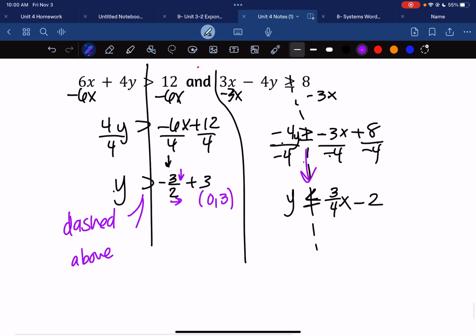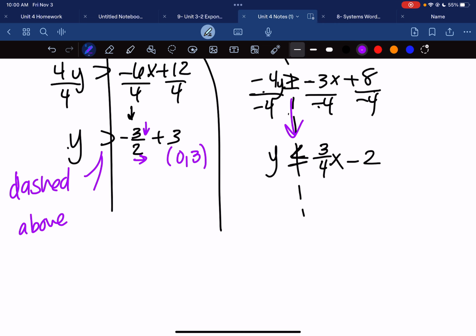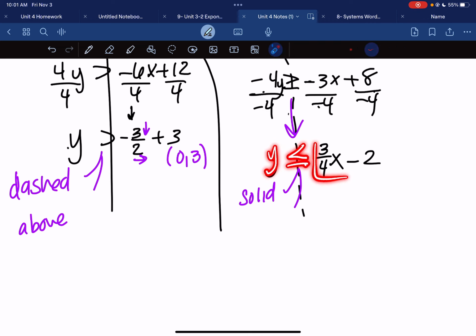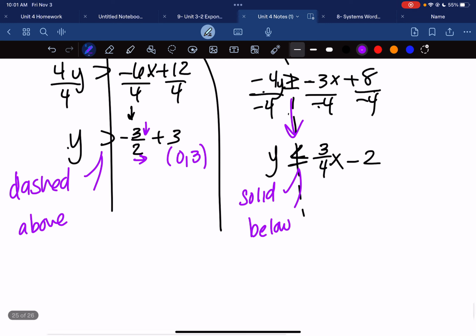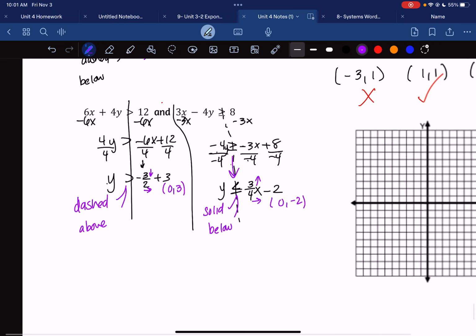All right, if I'm going too fast, just pause the video. Let's go over here. We know this is an equal to sign, so this is a solid line. Yes, sir. And then let's read this. What does it say? Y values less than or equal to this line. So if we're doing less than or equal to, that means we need to shade below. This means up to the right, 0, -2. Bam. So let's go ahead and graph these two lines.